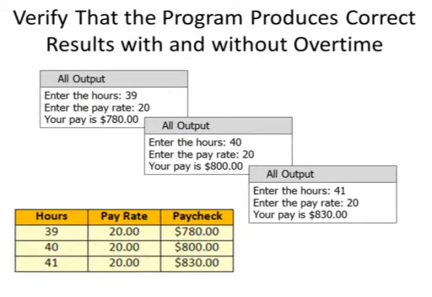Verify that the program produces correct results with and without overtime. Maybe somebody, when they're typing in a program, said do one thing if it's less than 40, compute the overtime if it's over 40, but maybe they didn't even figure 40 because they had below and above. You need to check right at that crossover point also.